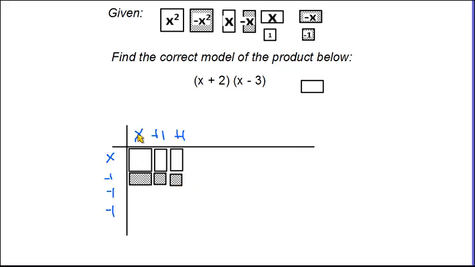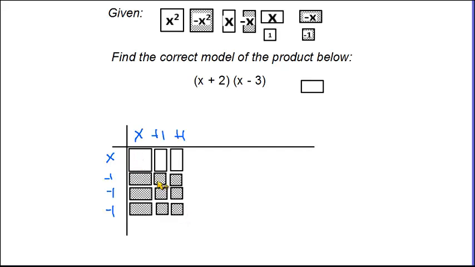Negative 1 times x is negative x. Negative 1 times 1 is negative 1. Negative 1 times 1 is negative 1. Negative 1 times x is negative x. Negative 1 times 1 is negative 1. Negative 1 times 1 is negative 1.